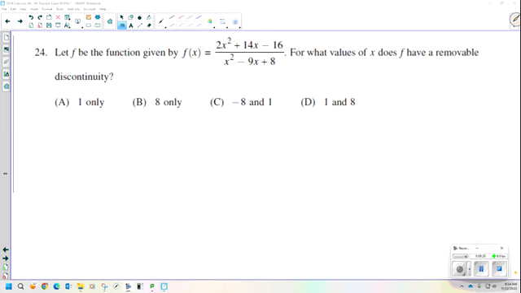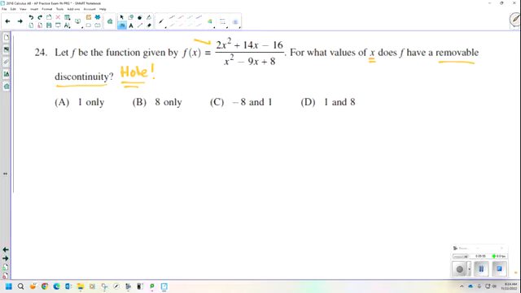24. Let f be the function given by f of x equals 2x squared plus 14x minus 16 all over x squared minus 9x plus 8. For what value of x does f have a removable discontinuity? That screams to me hole. Okay, children, factoring never goes away.